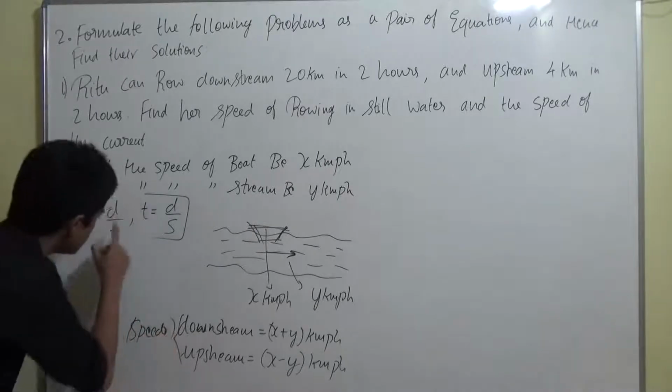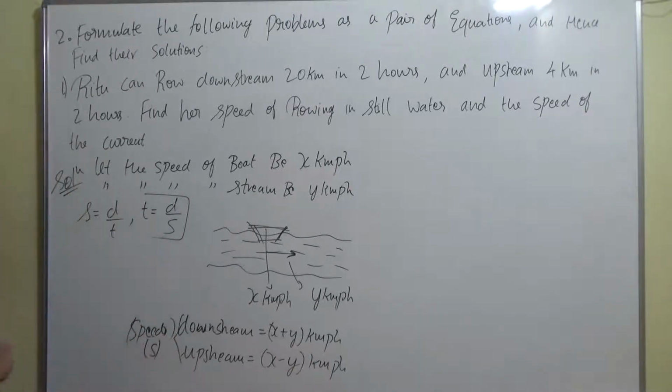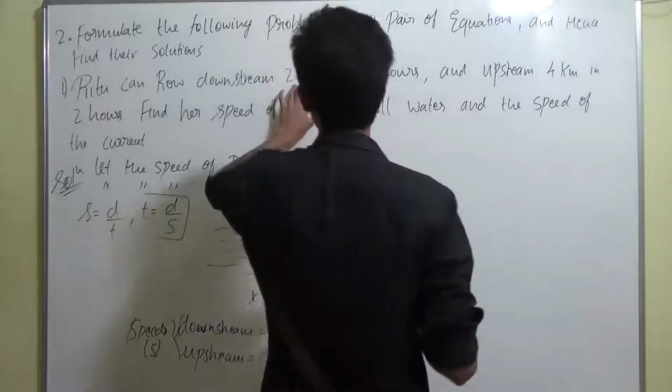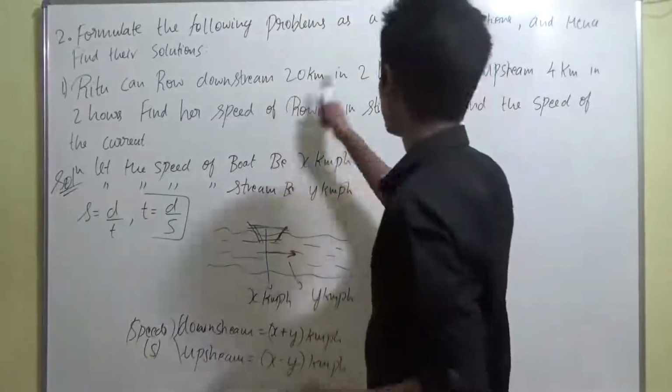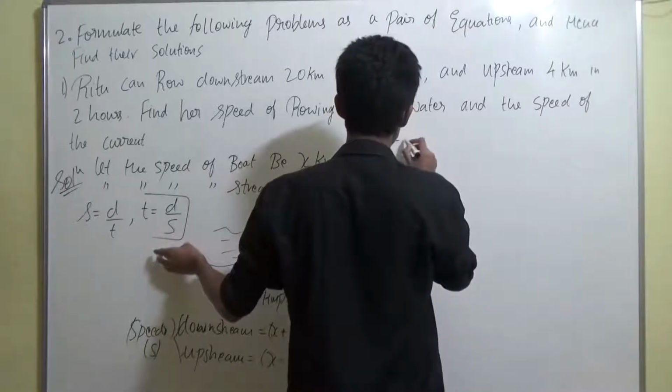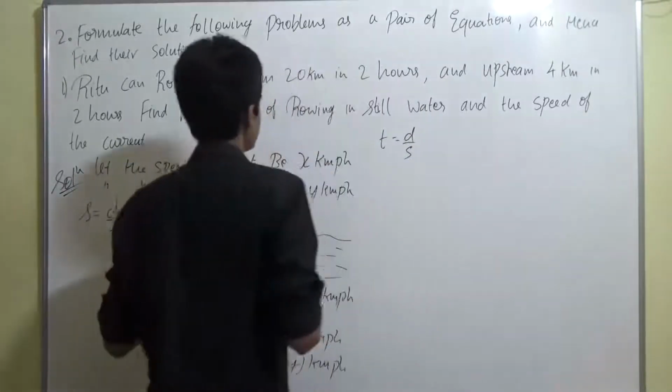Speeds. What is speed? S, right? So in short form it is S. So now let's start formulating the equations. They said to go downstream for 20 kilometers, it takes 2 hours. As from the equation we got, time equals distance by speed, right?